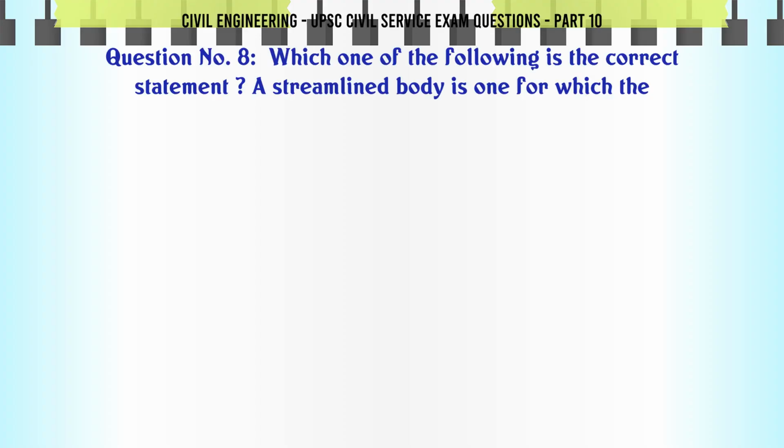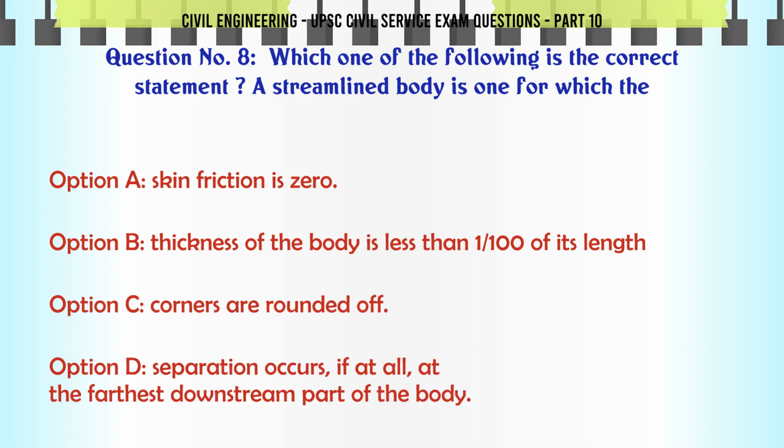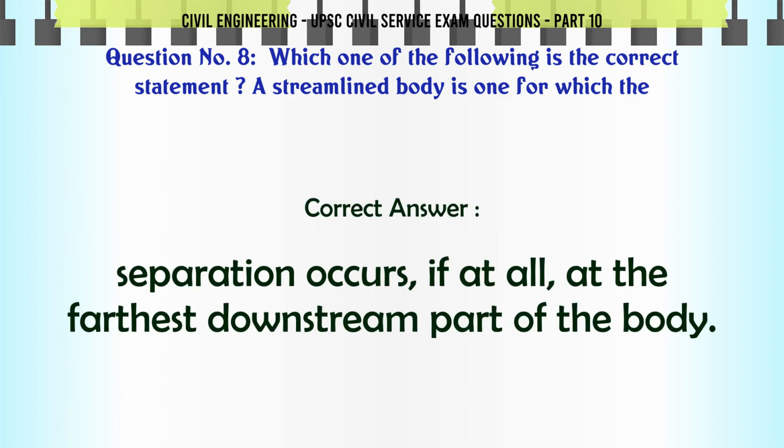Which one of the following is the correct statement? A streamlined body is one for which the A. skin friction is 0. B. thickness of the body is less than 1/100 of its length. C. corners are rounded off. D. separation occurs, if at all, at the farthest downstream part of the body. The correct answer is separation occurs, if at all, at the farthest downstream part of the body.